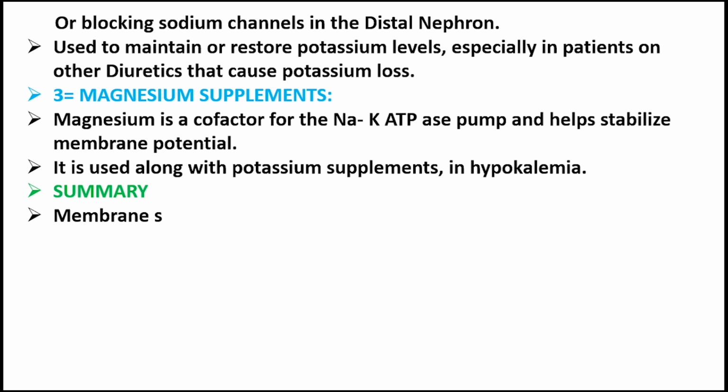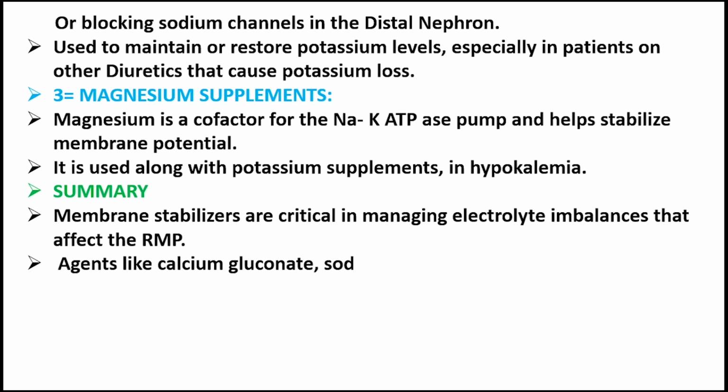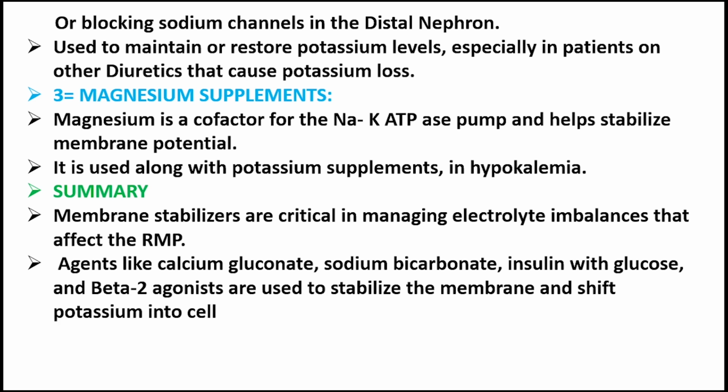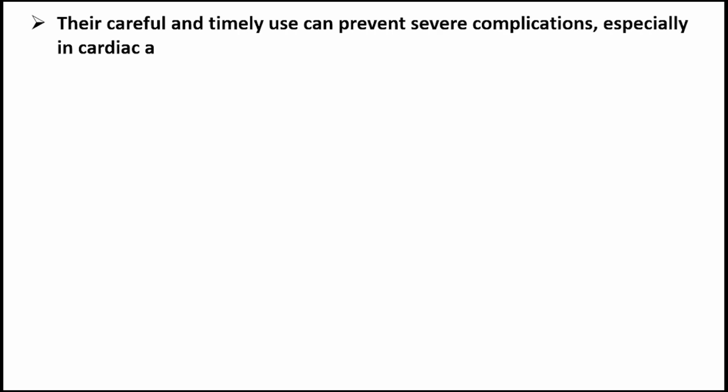Summary. Membrane stabilizers are critical in managing electrolyte imbalances that affect the RMP. Agents like calcium gluconate, sodium bicarbonate, insulin with glucose, and beta-2 agonists are used to stabilize the membrane and shift potassium into cells. Membrane stabilizers are critical in managing hyperkalemia and hypokalemia. Their careful and timely use can prevent severe complications, especially in cardiac and neuromuscular functions.